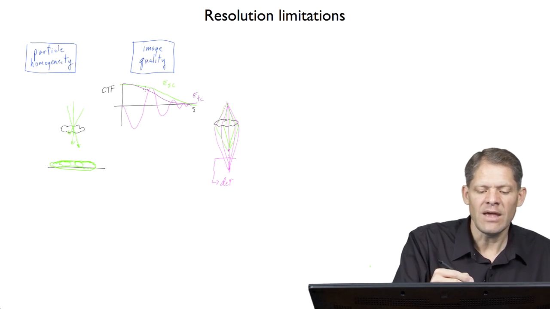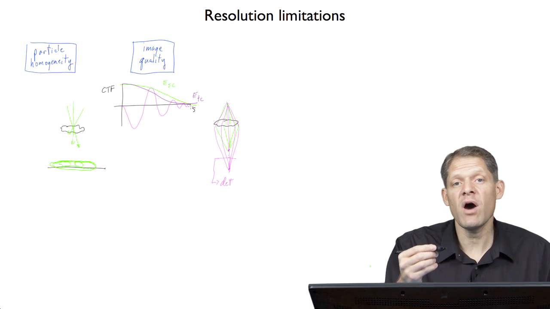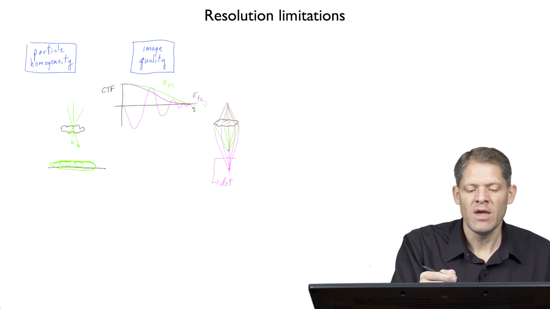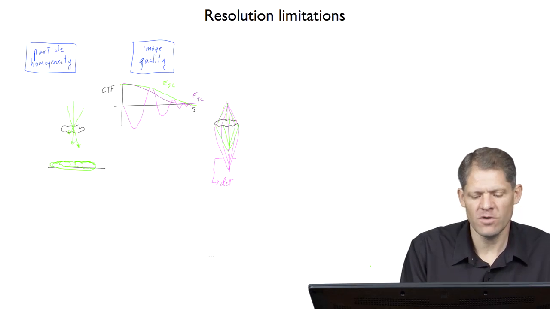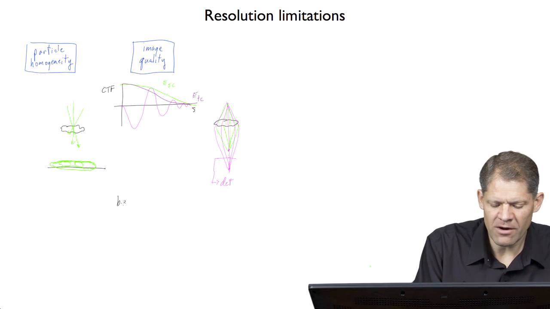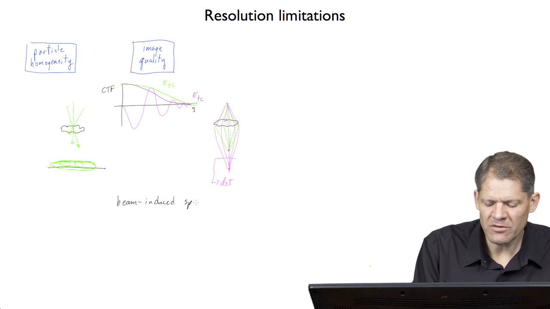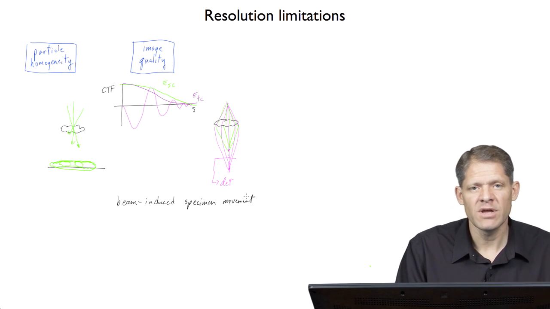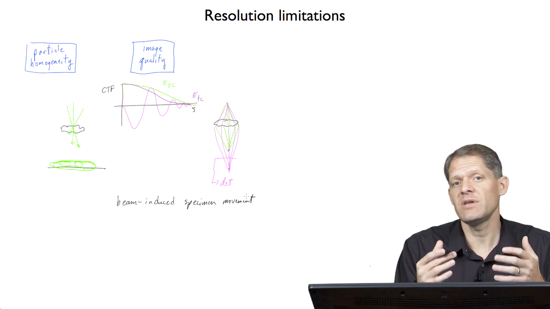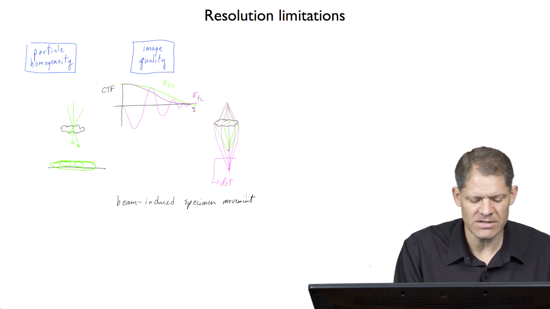And again, it affects the low resolution terms much less than the high resolution terms. And the total envelope is the product of these two envelopes. And so I called that image quality. In addition to these envelopes of coherence, we've also described now beam-induced specimen movement. And something we haven't talked about yet, but which is important, is the quality of the camera, the ability of the camera to capture the details that are present.